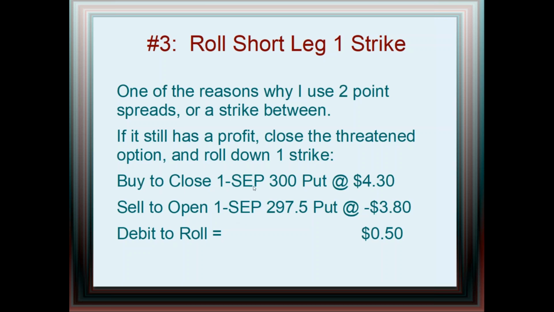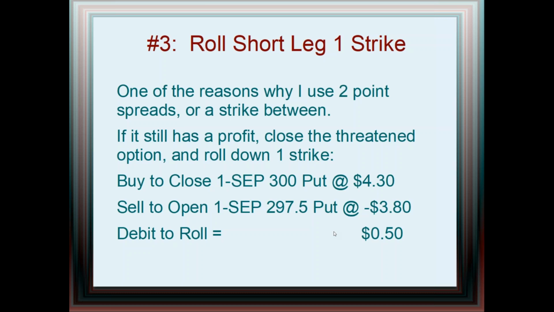This morning we could have bought to close the September 300 put at 4.30. Stock's bouncing around 301. It's threatening my short put strike. It would have cost 4.30 to close the 1 September 300 put. And then I'll sell to open a 297.5 put for 3.80. So my debit to do this adjustment is 50 cents.